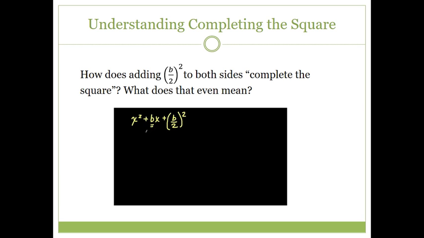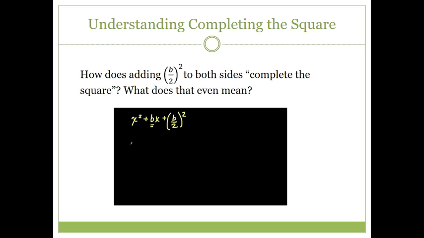I want to talk to you in this video about why this actually represents a square. What's actually happening here? I want to show you that because I think it'll help you understand why this is actually an awesome thing. And again, the goal here is that when you complete the square, you can factor something really easily.